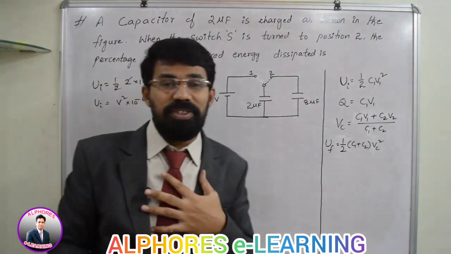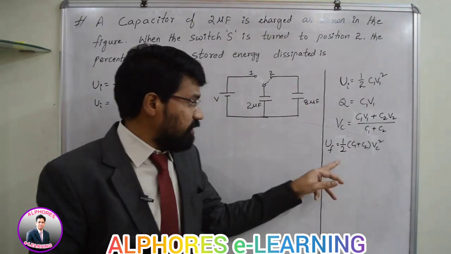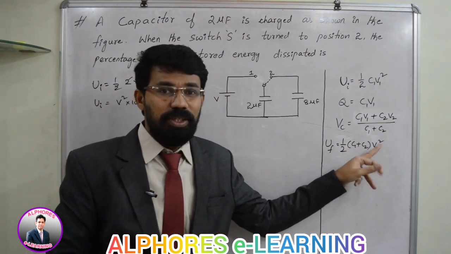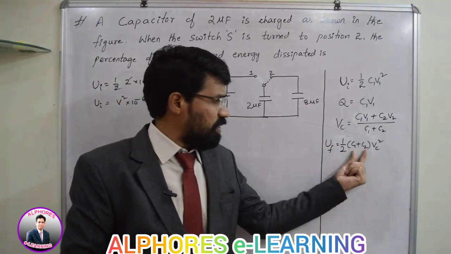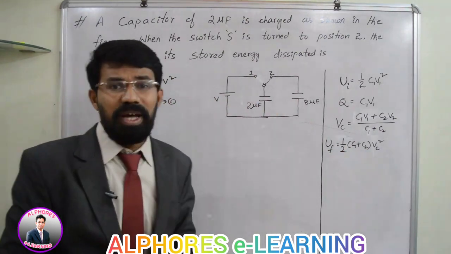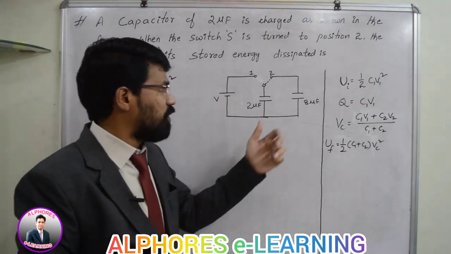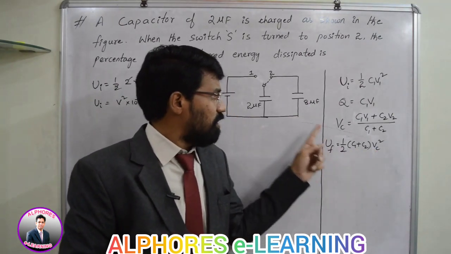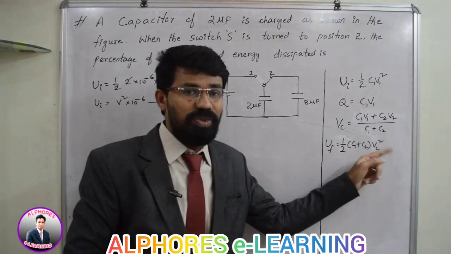I am finding common potential because I wanted to find out the total final energy. Final energy can be calculated with this equation, half into C1 plus C2 into Vc square. It is also something like half CV square only, where in place of C you are writing the effective capacitance. These two are a parallel combination, parallelly grouped capacitors. So you will have C1 plus C2, and Vc square, the potential across these two capacitors, isn't it?